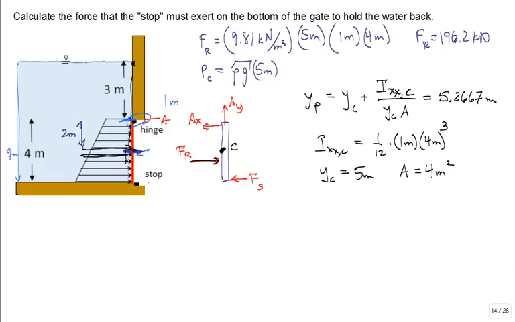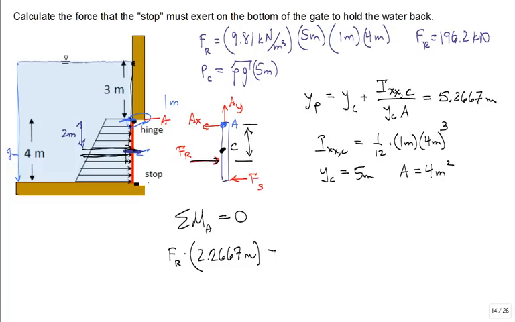But I'm going to do a sum of the moments around this point, point A. For equilibrium that has to equal 0 on this gate. I have F of R times that distance. I know there's a lot of addition and subtraction, but what is that distance from A to the point of application of F of R? 5.2667 minus 3, so it's 2.2667 meters. True or false? Yes, it is true. Good.